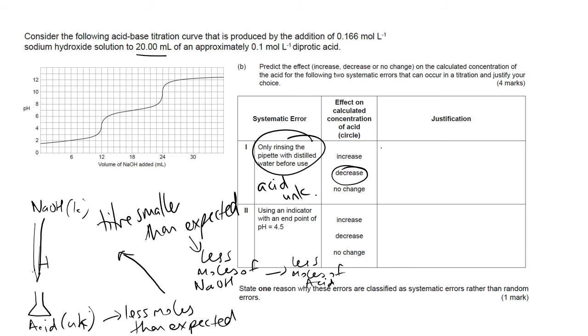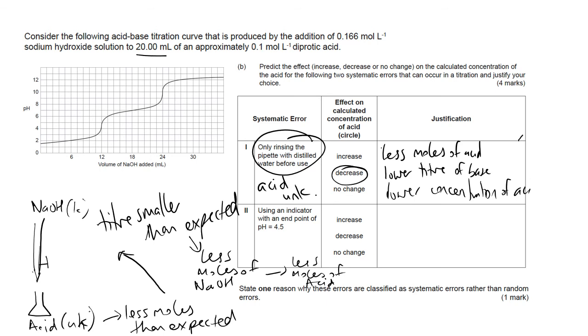Okay, justification: fewer moles of acid, lower titer, therefore lower concentration of base, lower concentration of acid. Now I know that's only worth 1 mark in this question, but you've got to go through all the processes just to get all your marks.